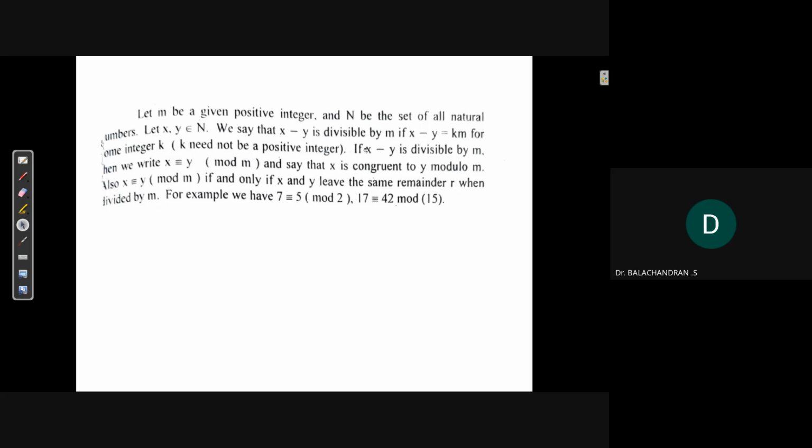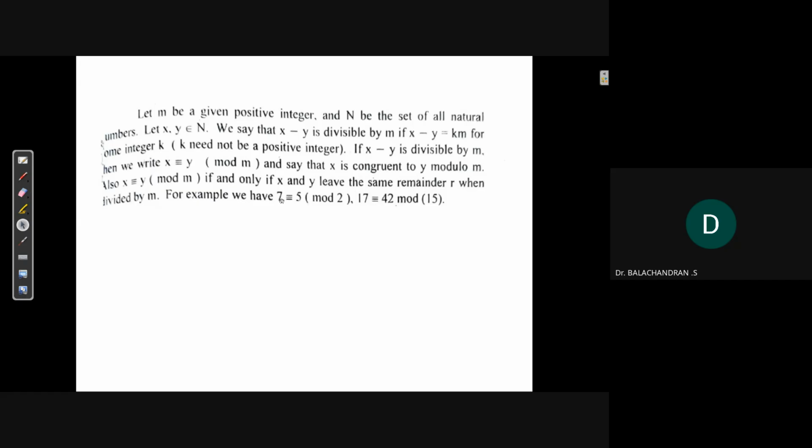So if x minus y is divisible by m, then we can write x is congruent to y mod m. We read it as x is congruent to y modulo m; mod is short for modulo. Also, x is congruent to y mod m if and only if x and y leave the same remainder r when divided by m.